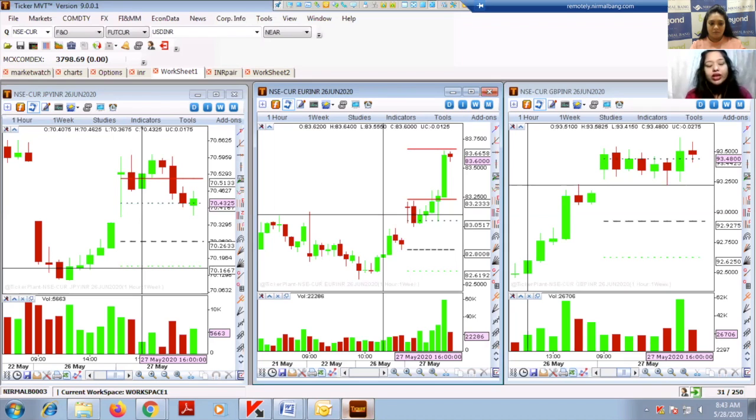Otherwise, if you look at the normal week of trading sessions or so, I think it will remain consolidated between 76.50 to 74.50 levels. I think that is the range that the rupee will pick up into the coming months as well.